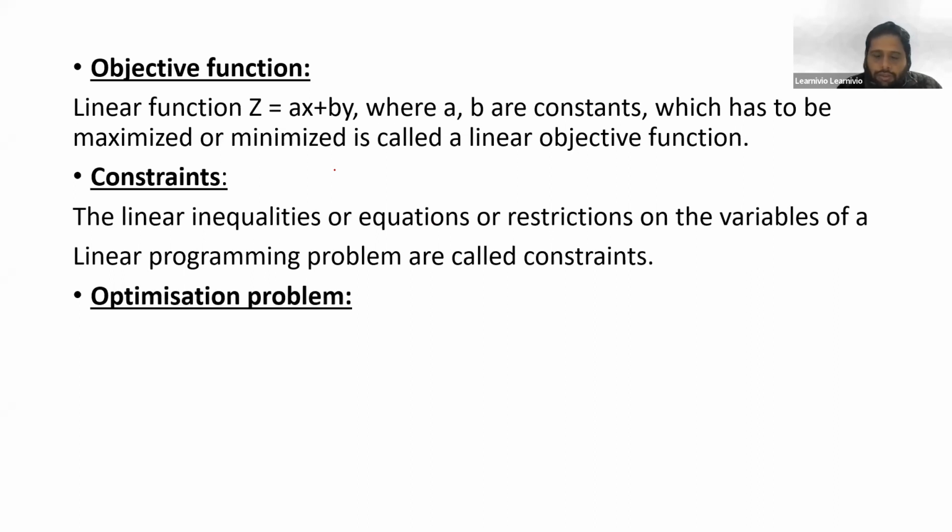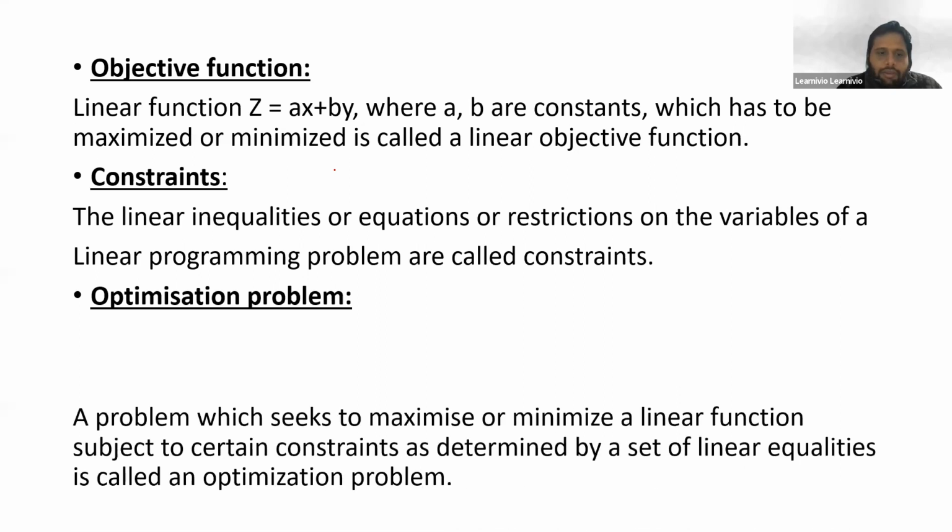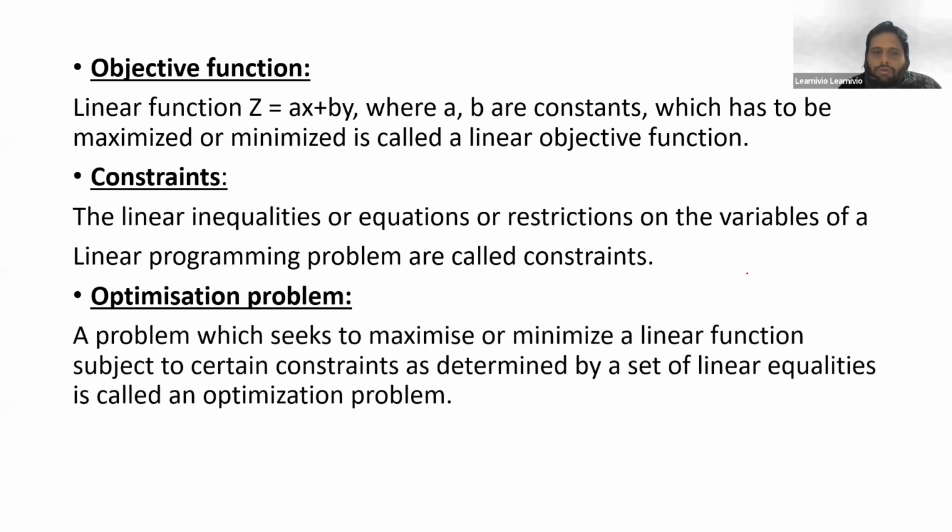Okay, we will see all the types of problems here. Optimization problem. What's an optimization problem? A problem which seeks to maximize or minimize a linear function subject to certain restrictions or constraints is called an optimization problem. So where you need to maximize or minimize a function, which function? The objective function. Such a type of problem where you need to maximize or minimize the objective function under certain constraints is called an optimization problem. Please note down this and again raise your hand.